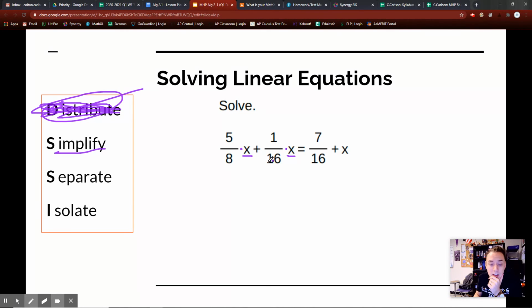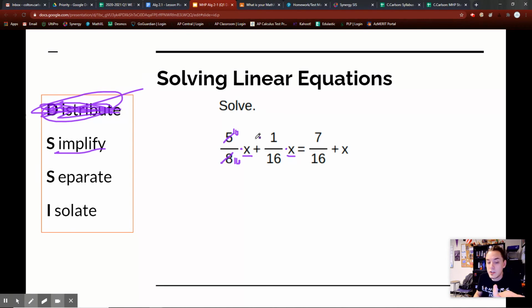You need to find common denominators. The common denominator here should be 16. It's not 8 because 16 cannot go into 8. But 8 can go into 16, and 16 can go into 16, right? They can divide evenly. So I see that 16 is a multiple of 8, so I can just multiply 8 by 2, and I get 16. That means what I do to the bottom, the denominator, I must do upstairs to the top, the numerator. So 5 times 2 is 10.